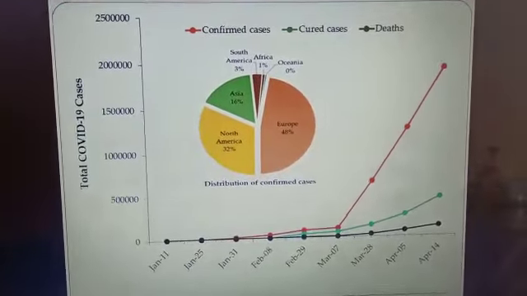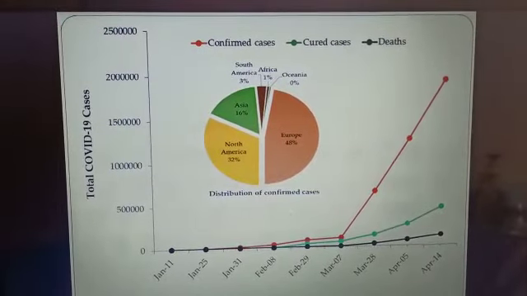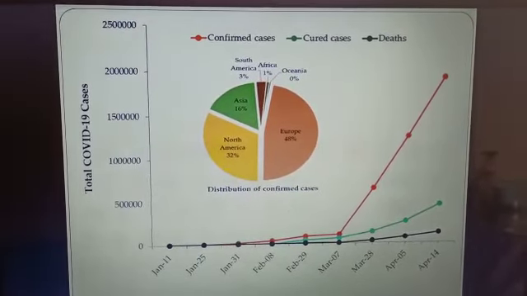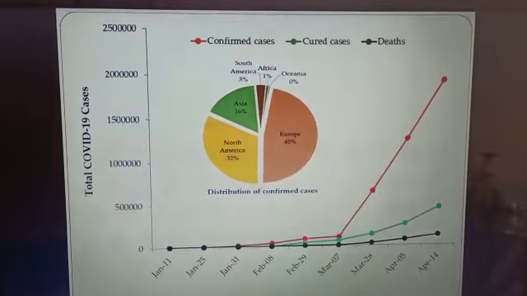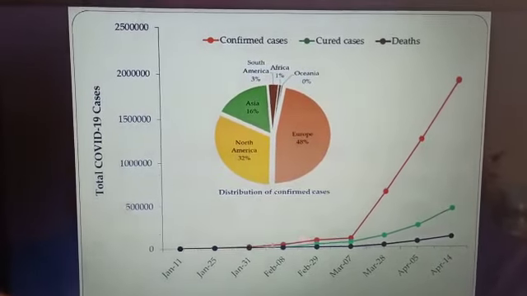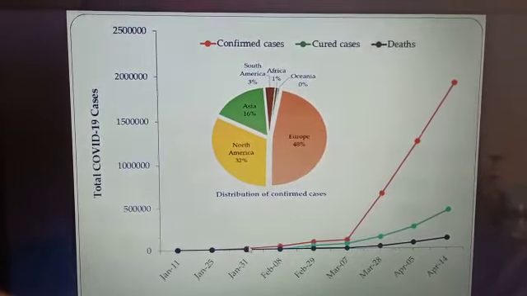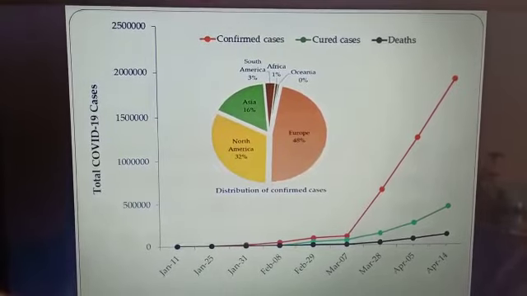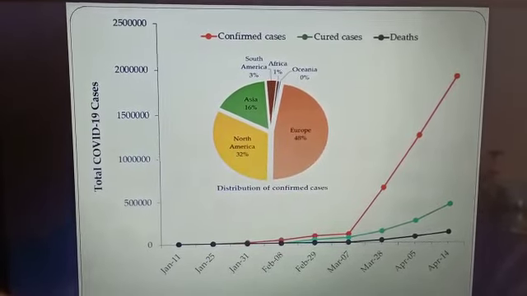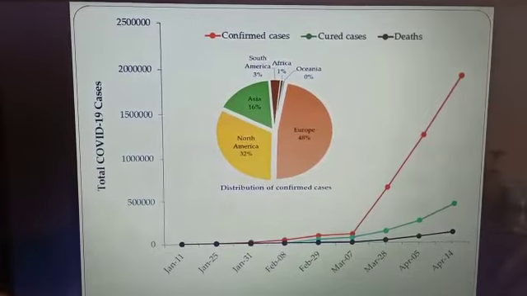Here is the total prevalence of COVID-19 cases till April 14, and it can be seen that it covers North America 16%, Asia 48%, Europe, and 1% in Africa.